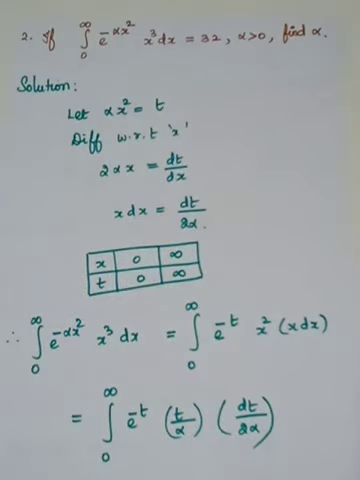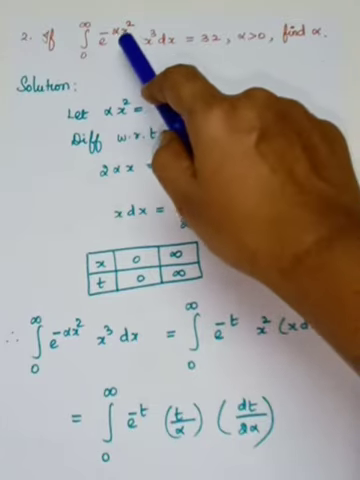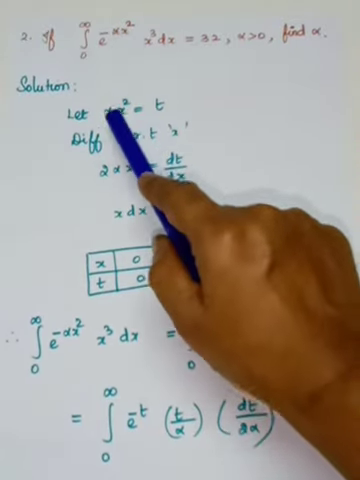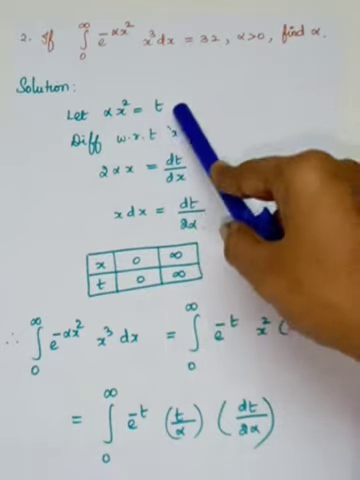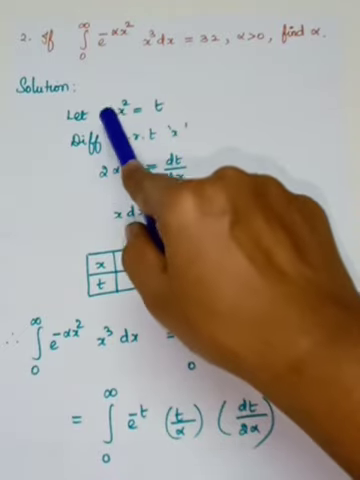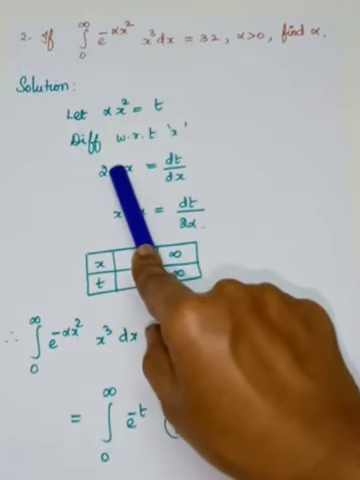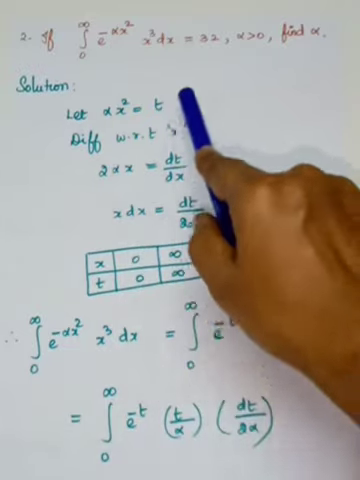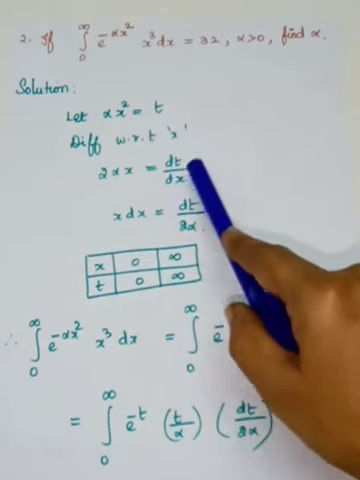Okay, so we'll go to the second problem. If integral 0 to infinity e power minus alpha x squared x cube dx is equal to 32, and alpha is greater than 0, find the value of alpha. First you have to do the method of substitution. The power of e, that is alpha x squared, has to be taken as t. You have to differentiate with respect to x. Alpha is a constant. The x squared differentiation is 2x, equal to the differentiation of t with respect to x, which is dt by dx.